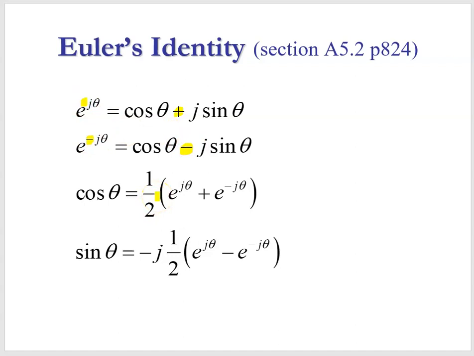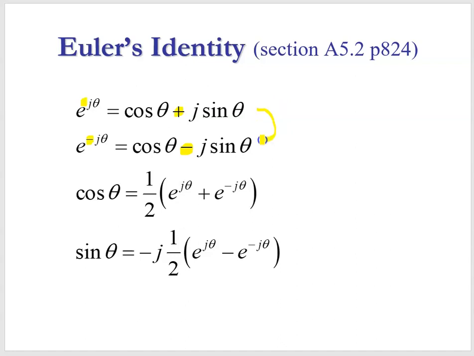So if we want to get the reverse of that to determine what is the cosine of theta, well, if we add these two numbers together, we end up with the cosine of theta is equal to 1/2 e to the j theta plus e to the negative j theta. Whereas the sine of theta, if we subtract these two, we remove the real part, we just end up with 2 times the imaginary part, but it's negative, right? So we end up with negative j 1/2 e to the j theta minus e to the negative j theta.